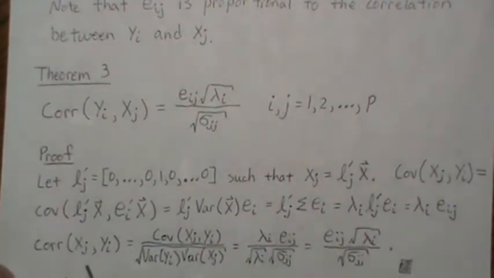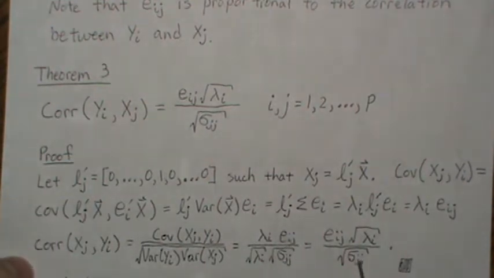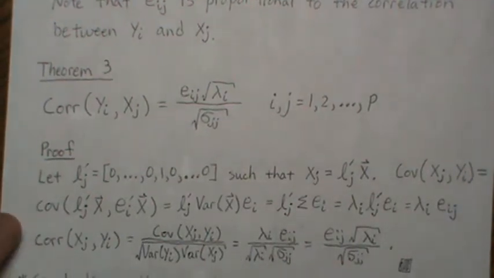Now, putting all the pieces together, the correlation between the jth variable and the ith principal component is this: the covariance divided by the standard deviations. And the covariance, we said, was this, and the variance of the ith principal component is lambda i, the variance of xj is sigma jj. So then this simplifies to this, and the result is true.